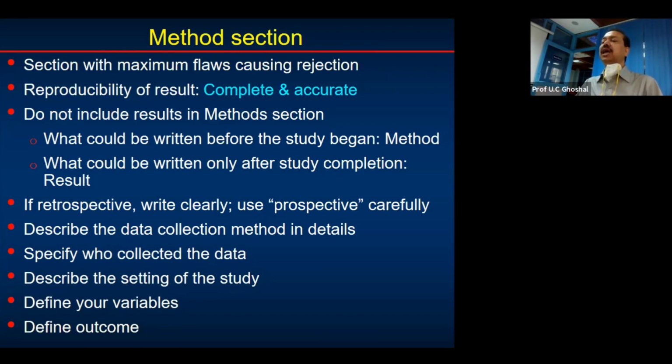Describe the data collection method in detail. What does it mean? Like you might have said that we studied healthy volunteers. Now, how did you get those healthy volunteers? Did you advertise? Did you include students? Did you include staff members? Did you include patient relatives? Let us say in case of those who do lab experiments, you said mice were used for the study. Where did you get these mice? Did you purchase them from some source? What is the source? So all these are data collection methods.